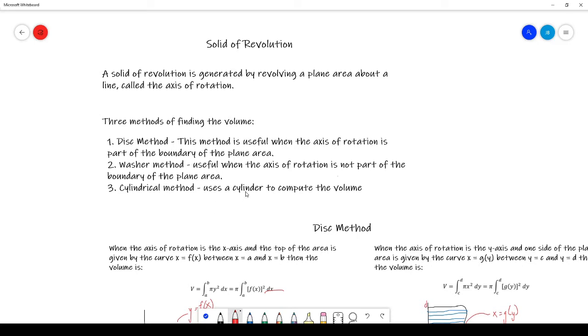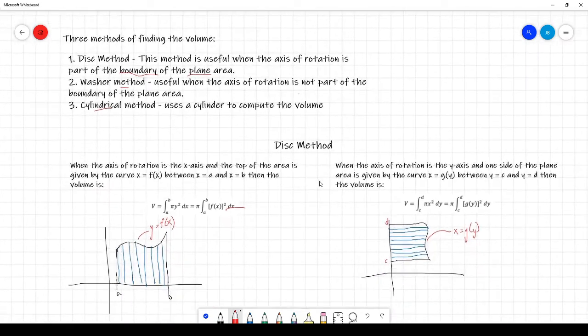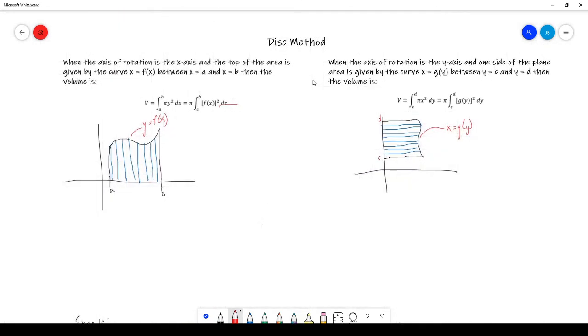This method is useful when the axis of rotation is part of the boundary of the plane area. Remember that it's very useful if the axis of rotation is part of the boundary of the plane area. I will show you some examples later. We also have the washer method and the cylindrical shell method, which are part 2 and part 3 of this video. Now let's talk about the disk method and how it is used.